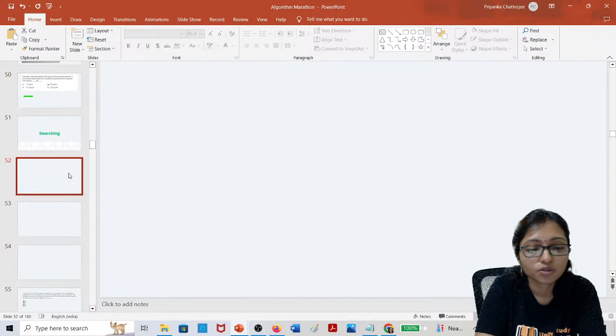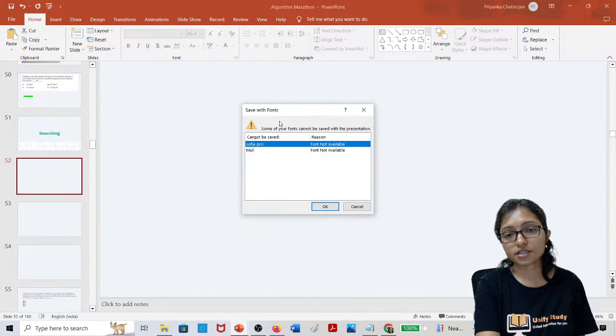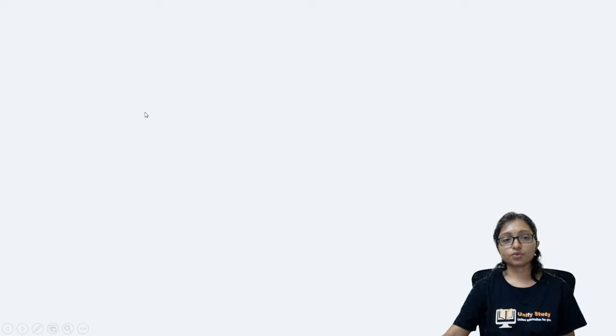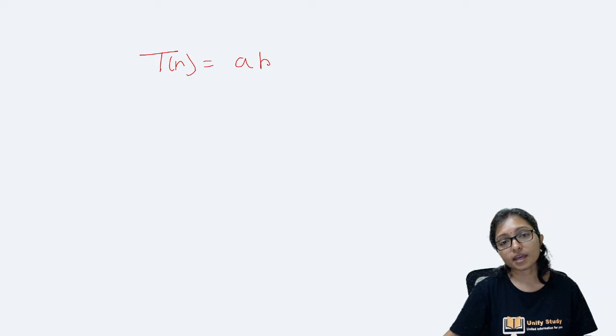We can apply binary search on a linked list? In a linked list, we cannot apply it. Here I am doing a slideshow. So how to do the time complexity, I am telling you. Just now we learned the master theorem format, right? So how it is working: T(n) = aT(n/b) + f(n), right?